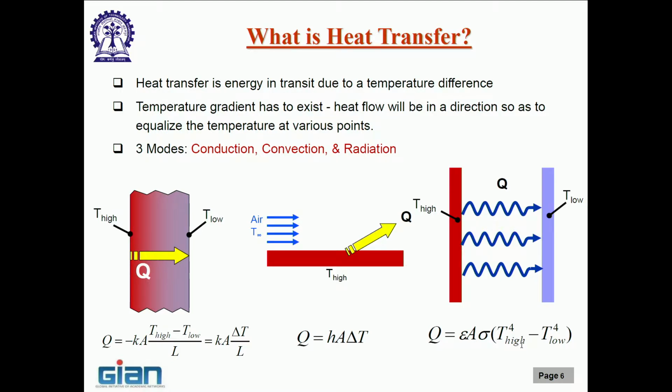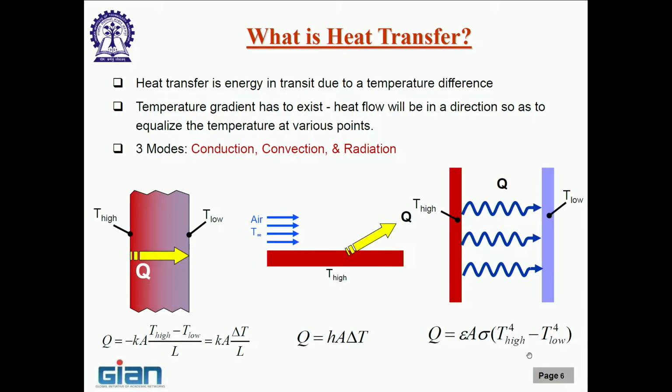This is, by the way, a very simplified expression again for radiation. Q is epsilon A sigma, if it is between two bodies at high and low temperature. The heat transfer, unlike conduction and convection, which is directly proportional to the temperature difference, is proportional to the difference of the fourth power of their absolute temperatures.